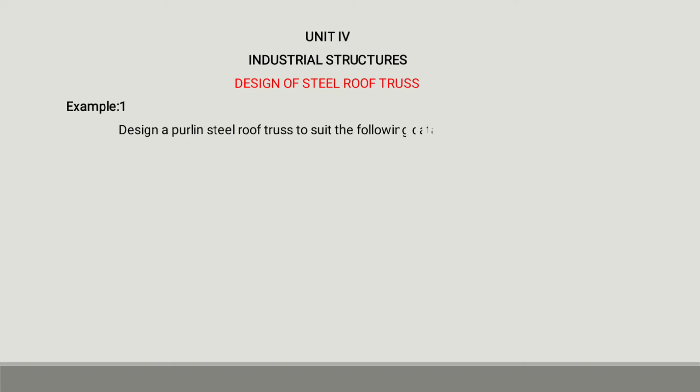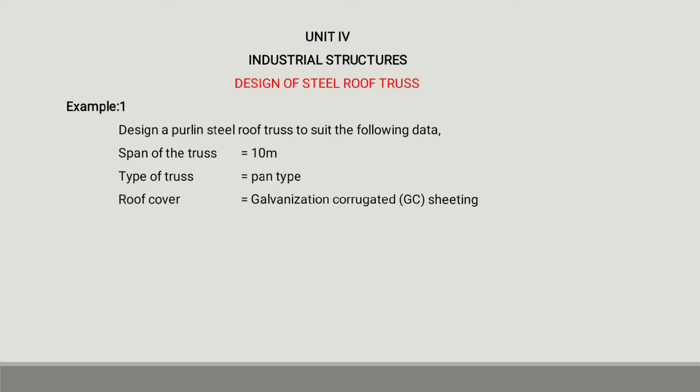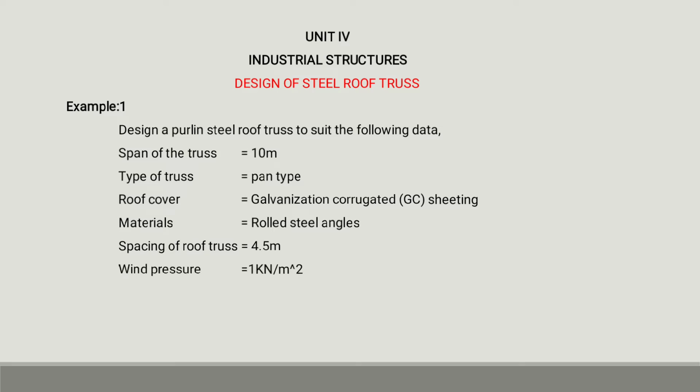Unit 4, Industrial Structures, Design of a steel roof truss. Example 1: Design a purlin for a steel roof truss to suit the following data. Span of the truss is equal to 10 meter. Type of truss is pan type. Roof cover is galvanized corrugated sheet. Material is rolled steel angles. Spacing of roof trusses is equal to 4.5 meter. Wind pressure is equal to 1 kilonewton per meter square. Draw the elevation of the roof truss and the details of joints with the purlins.